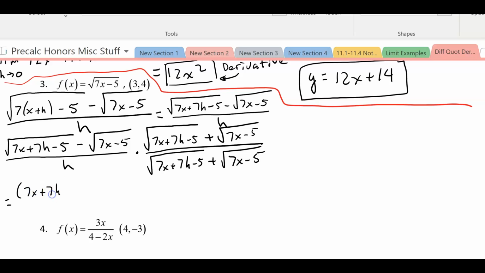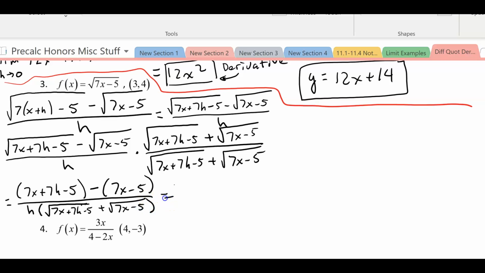7x plus 7h minus 5, because these two multiplied together will just get rid of the square root. The inner and the outer are going to cancel, and then minus square root of 7x minus 5 times positive square root of 7x minus 5, that's going to be minus 7x minus 5, all over h times the square root of 7x plus 7h minus 5 plus the square root of 7x minus 5.